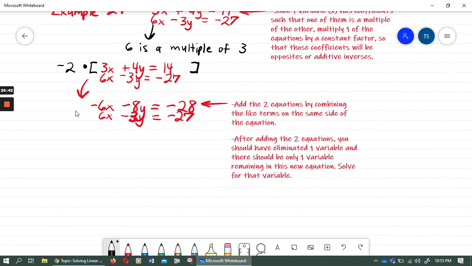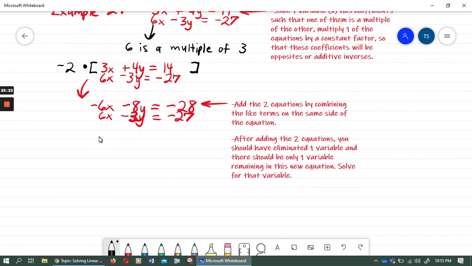Guys, if you get ready to add these two equations together and you realize that you're not going to eliminate or cancel out one of the variables, what that means is that you've technically multiplied times the wrong number. You did something wrong. If you've multiplied one of the equations by a number and after doing that you realize that adding the two equations together is not going to cancel out one of your variables, that means you've done something wrong.